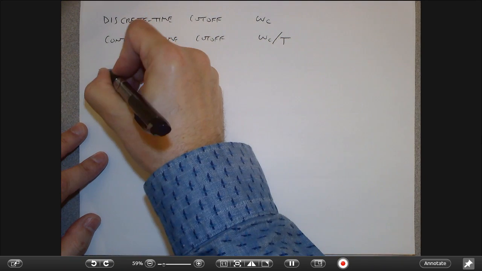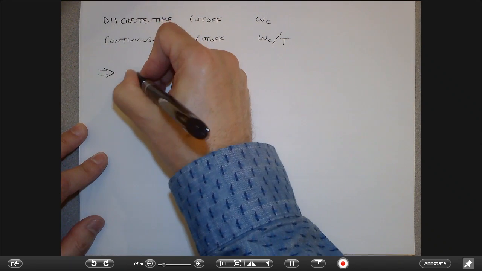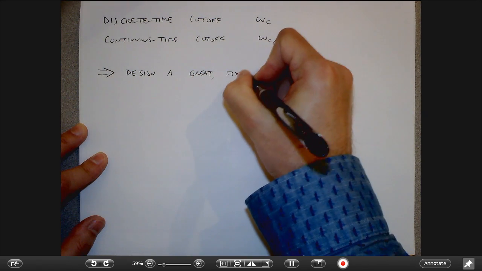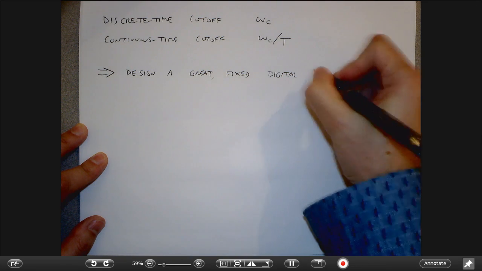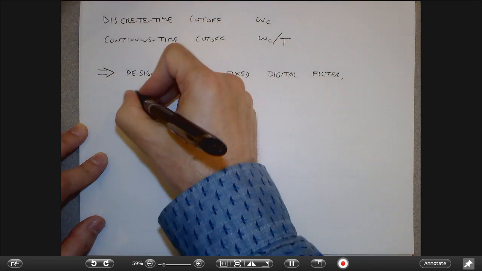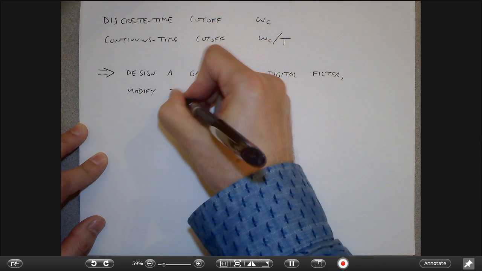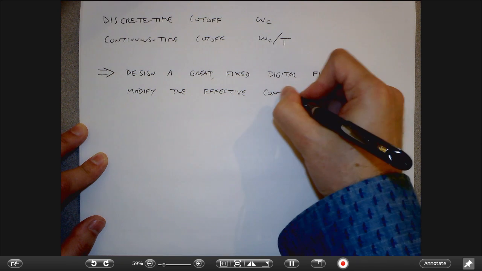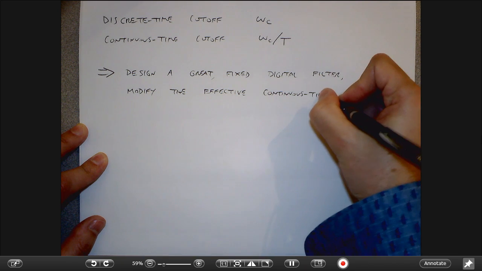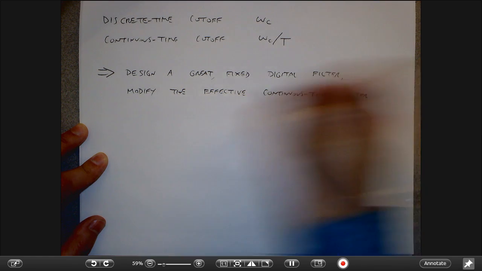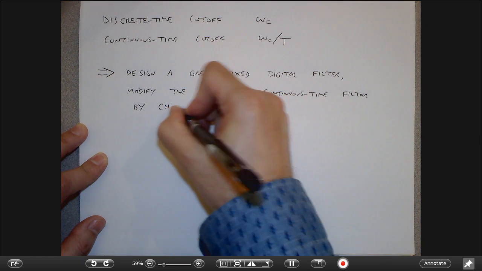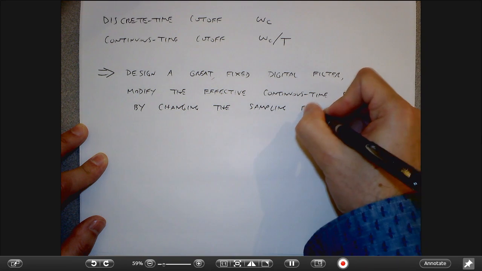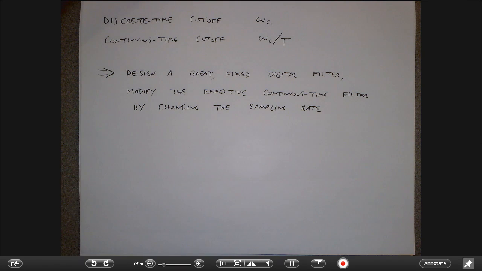So that's an interesting approach: I design a great fixed digital filter, and then I modify the effective continuous time filter by changing the sampling rate. And so that's a neat trick, right?